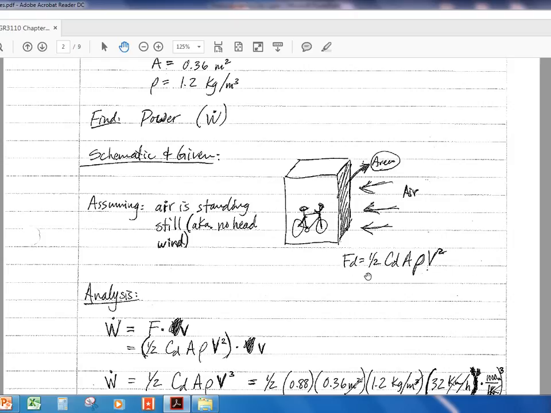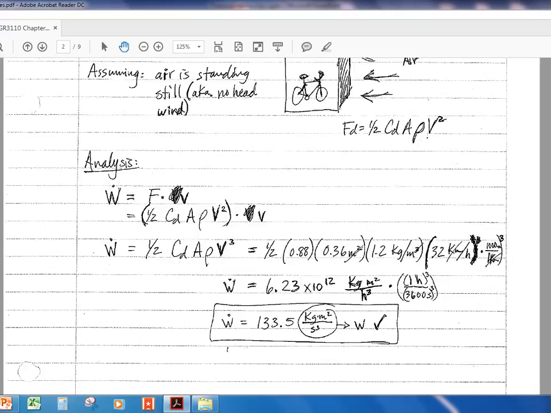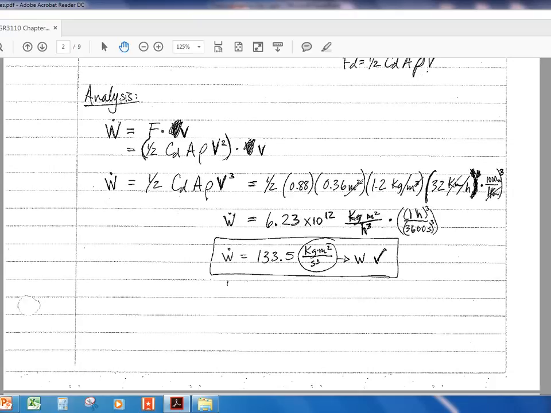We were given the equation. The drag force is equal to 1/2 times the coefficient of drag times the area times the density times the velocity squared. So let's look at our analysis. If we look at one of the previous slides, we know that work rate is equal to force times velocity. So that means we can take the drag force equation that was given to us and multiply it by velocity. In that case, we'll end up with 1/2 times coefficient of drag times area times density, and here you can see we have velocity cubed.